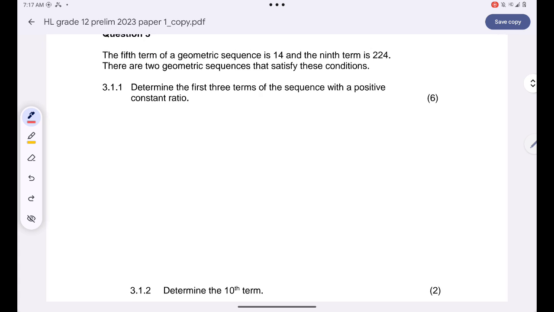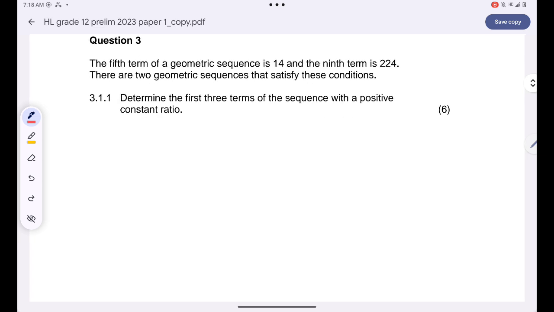Okay. We are told that the fifth term of a geometric sequence is 14 and the ninth term of a geometric sequence is 224. There are two geometric sequences that satisfy these conditions. Determine the first three terms of the sequence with a positive constant ratio.